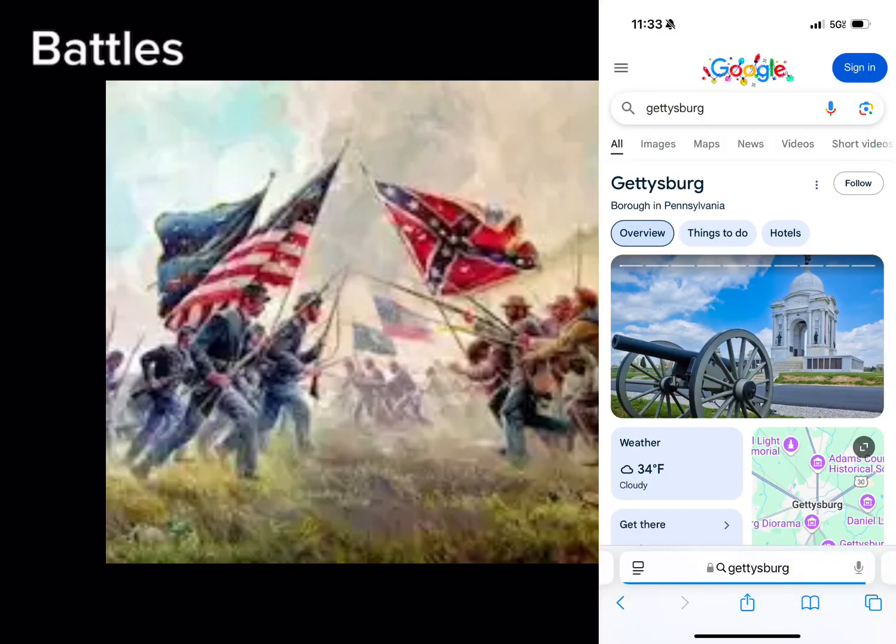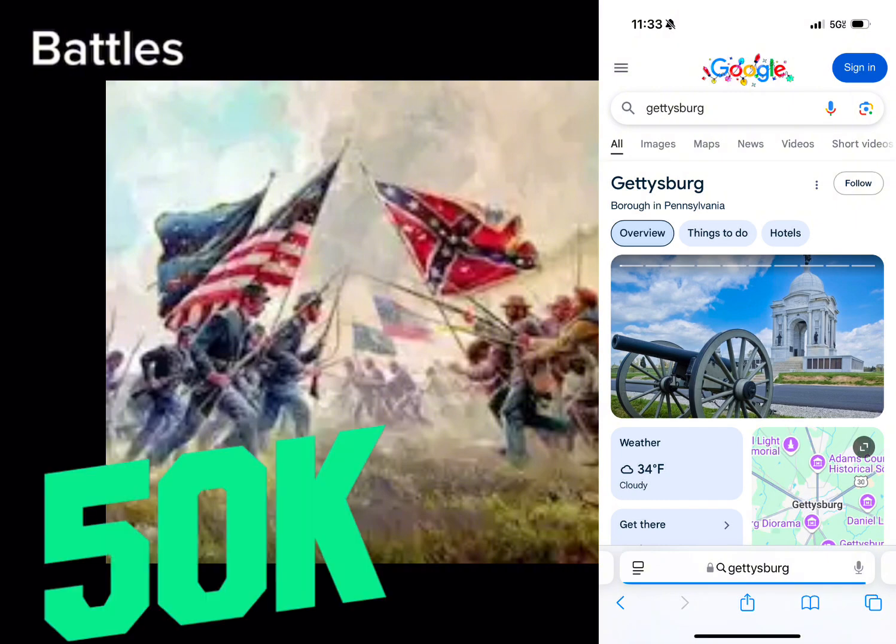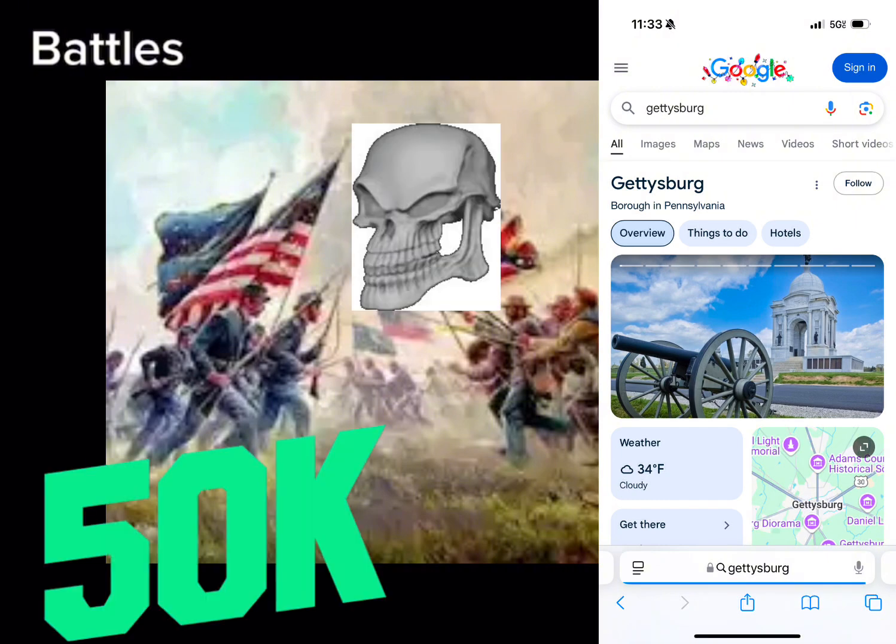They must fight. One of the most important battles of the American Civil War was the Battle of Gettysburg. The Battle of Gettysburg, fought in Pennsylvania, was the largest battle of the Civil War, with over 50,000 casualties. This was a turning point in the war as it marked the first devastating defeat for General Lee.